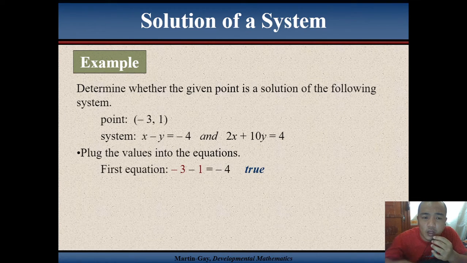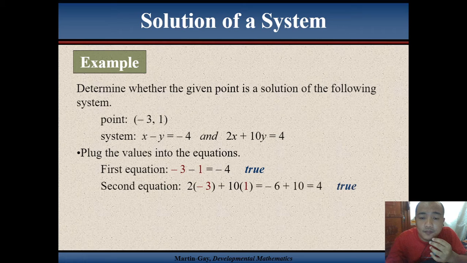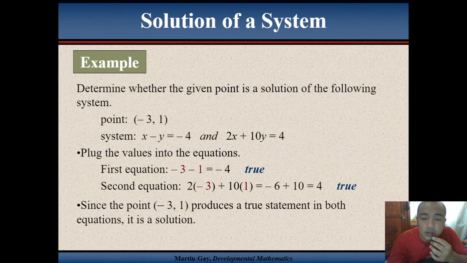For equation 1, x minus y equals -4, we have -3 minus 1 is equal to -4. Yes, true. For equation 2, 2x plus 10y equals 4: 2 times -3 plus 10 times 1 is -6 plus 10, which is 4, equals 4, true. So (-3, 1) is a solution to both of the given equations. It produces a true statement in both equations. It is a solution.